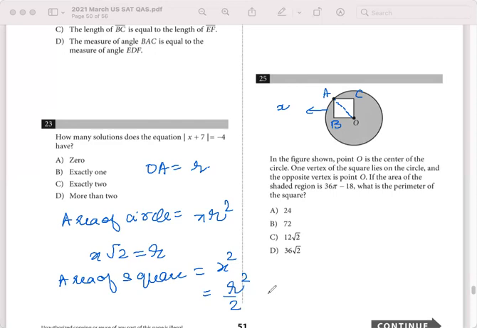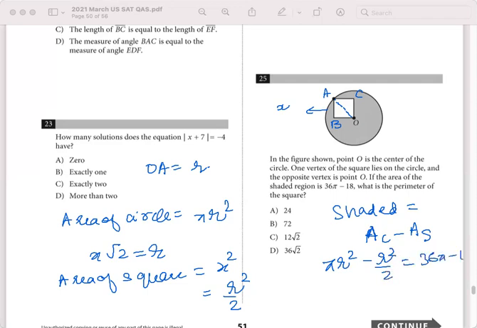So the shaded area will be the area of the circle, right, minus the area of the square. Yeah, correct? Because the square is not shaded. So that is pi r squared minus r squared by 2, and that is given as 36 pi minus 18. So actually I can show it to you properly. Let me just erase this.